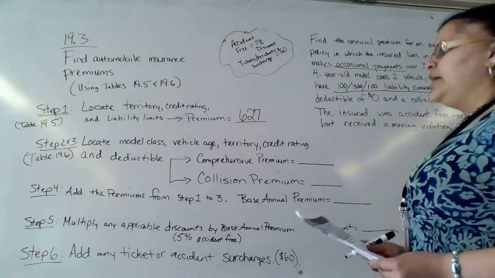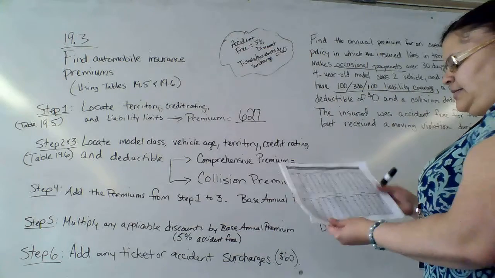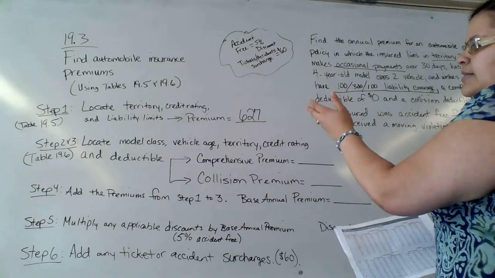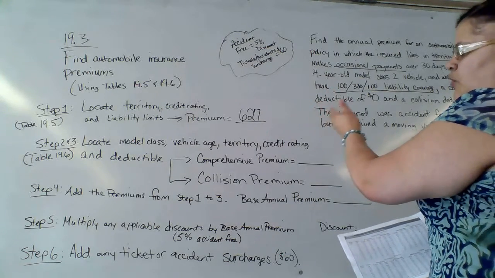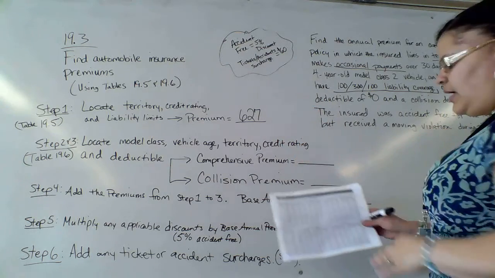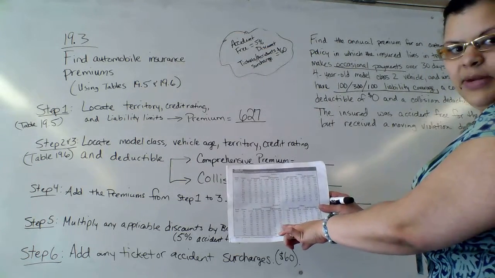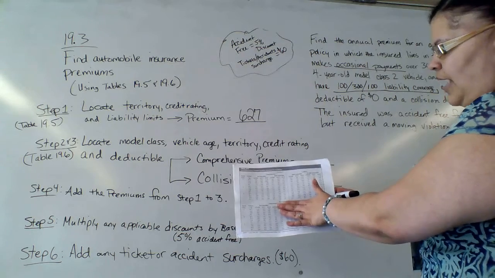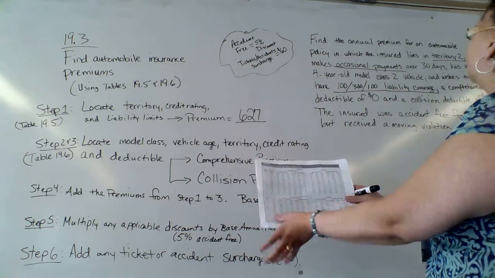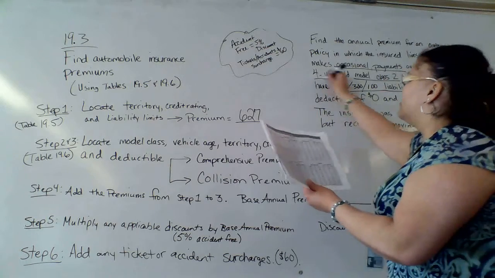So once we find that, now we're going to start using our 19.6. Okay? So step 2 and 3. We're going to locate the model class, vehicle age, territory credit rating, and deductible for the comprehensive and the collision. Okay? So we look at the territory. There's Territory 1 on top, Territory 2 on the bottom. So we go to Territory 2. And we know that this vehicle, the model class of it, it's a Class 2, according to what is said in the problem. So model Class 2, and we know it's 4 years old.